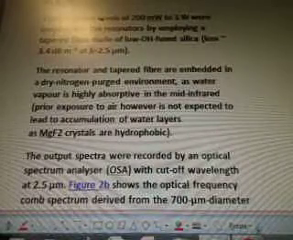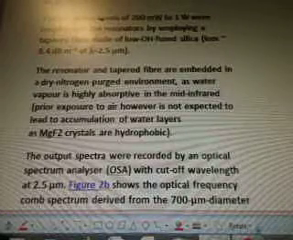Oh, I better write that down. I didn't see that. It's got a bit of a formula here. Interesting. So we've got silica, we've got vapor, and we've got water being mentioned. So this could go with that invention that came up earlier. So it uses a resonator. Tapered fiber are embedded in the dry nitrogen purged environment as water vapor is highly absorptive.